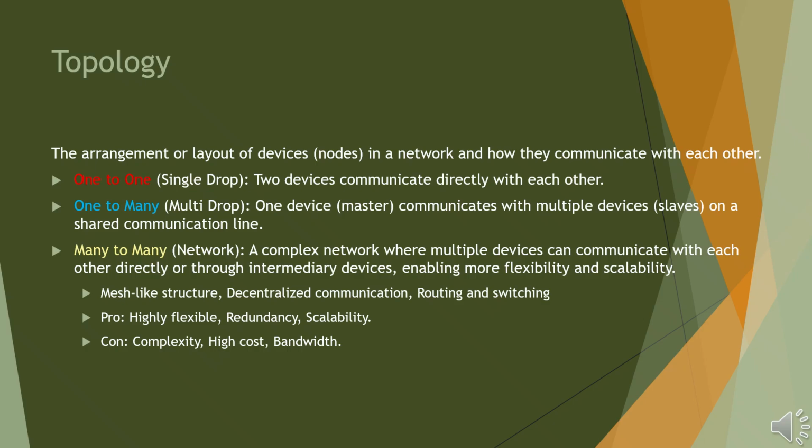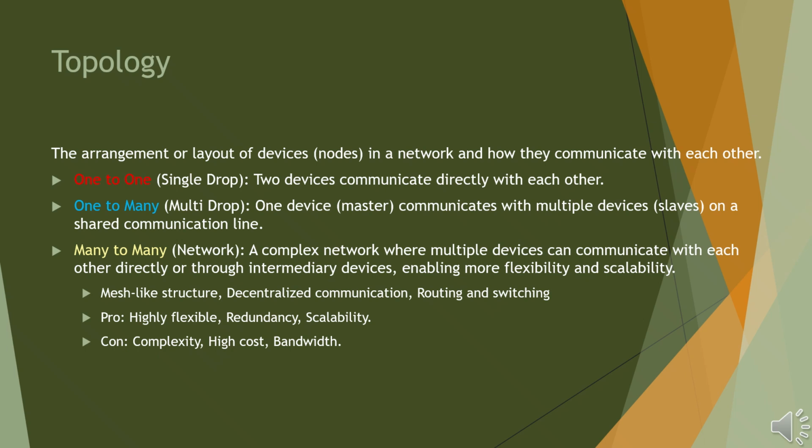A one-to-many or multi-drop topology allows one master device to communicate with several slave devices on the same communication line. Examples include I2C and RS-485. In I2C, multiple sensors can share the same two wires, SDA and SCL, with unique addresses identifying each device. RS-485, on the other hand, supports longer distances and more robust differential signaling, often used in industrial systems.